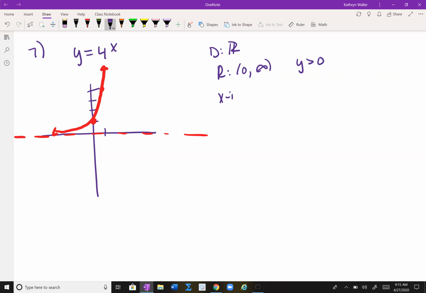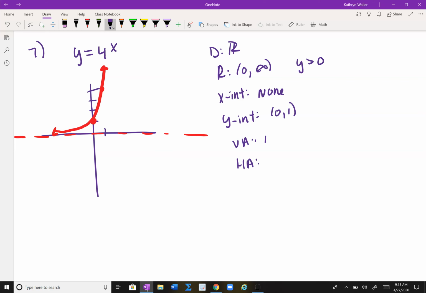The x-intercept is easy because you can just look. So that would be 0, 1. Oh, no. X-intercept, pardon me. 0, 1 is the y-axis. X-intercept is none. It's never going to touch it. The y-intercept is 0, 1. Vertical asymptote or horizontal asymptote.